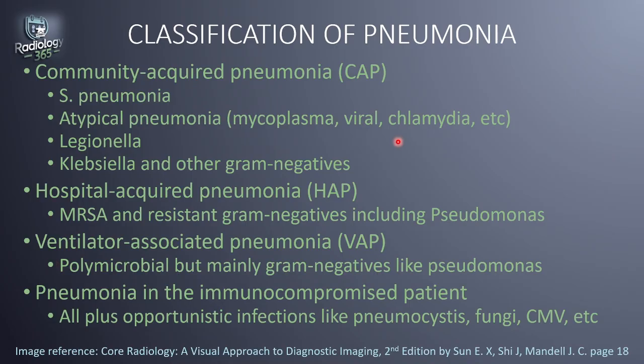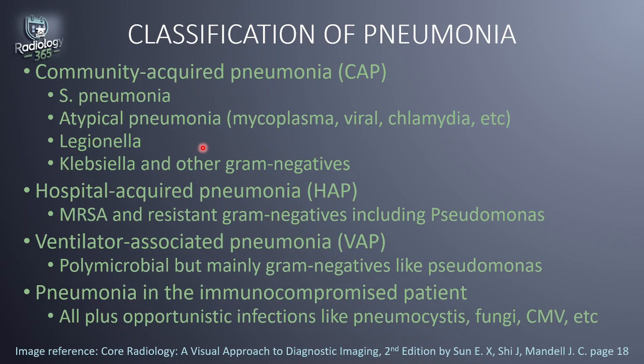So pneumonia can be classified clinically into community-acquired pneumonia, hospital-acquired pneumonia, healthcare-associated pneumonia, ventilator-associated pneumonia, or even pneumonia in the immunocompromised patient. Strep pneumonia is the most common cause of community-acquired pneumonia. Atypical pneumonia, including mycoplasma, viral, and chlamydia, typically infects young and otherwise healthy patients. Mycoplasma has a varied appearance and it can produce consolidation, areas of ground glass attenuation, centrilobular nodules, and even tree-in-bud nodules.